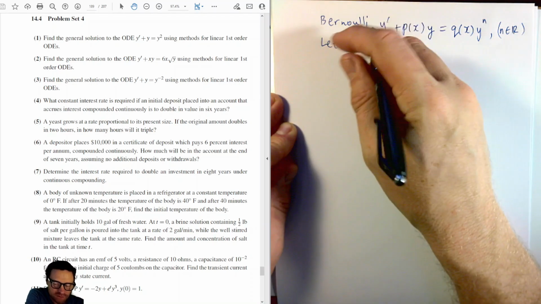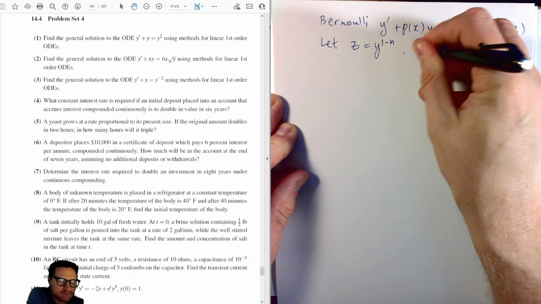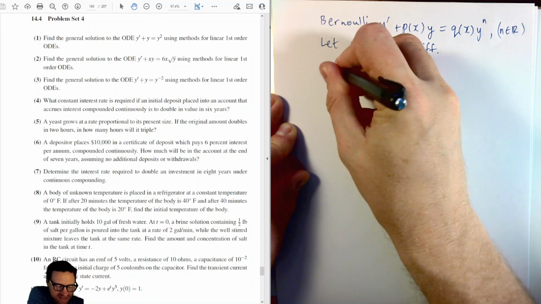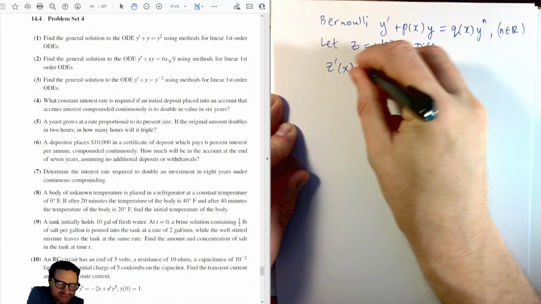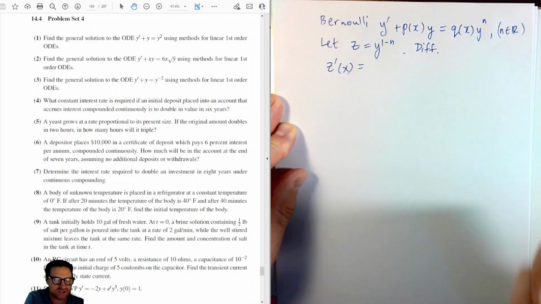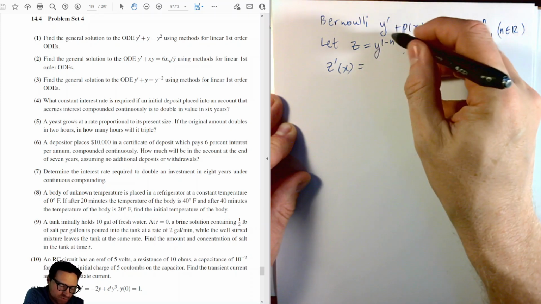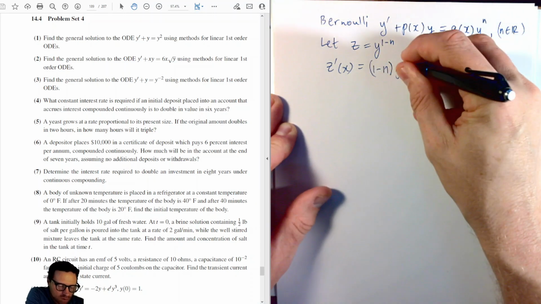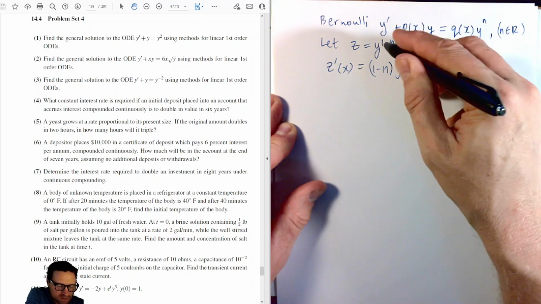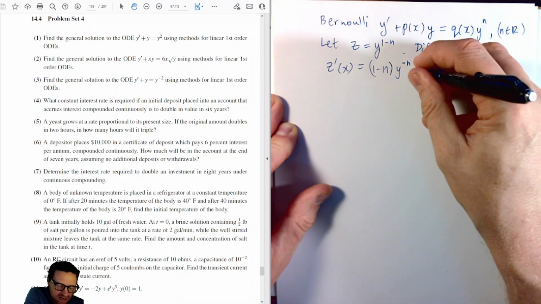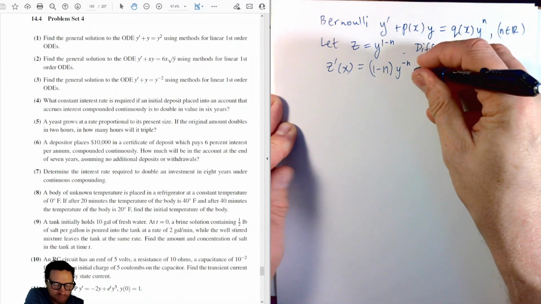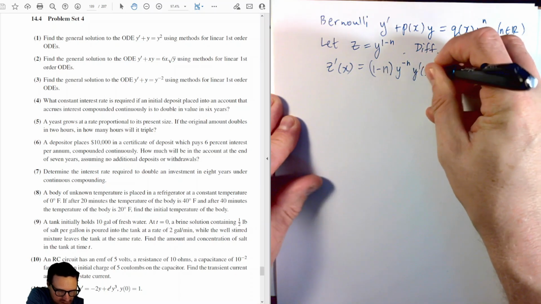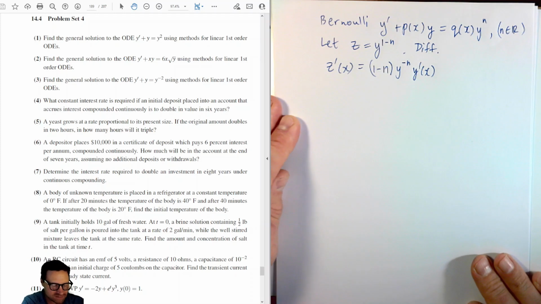And then what we do is differentiate this with respect to x. So z' is a function of x. Now to differentiate this, we need the chain rule for differentiation. What that does is it brings down the 1 minus n, subtracts 1 from the exponent. So 1 minus n minus 1 is minus n. And then we have to multiply via the chain rule by the derivative of y with respect to x. So y'(x). Okay, so we have this.